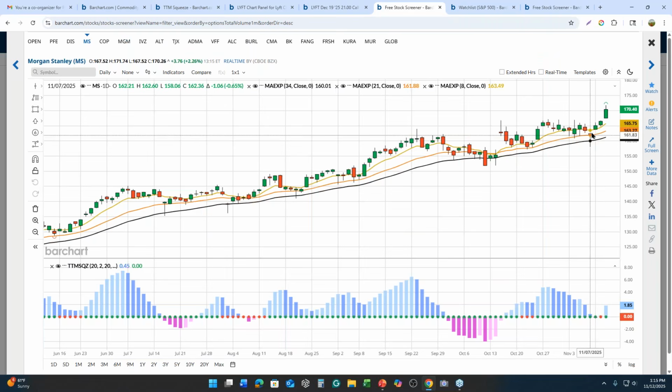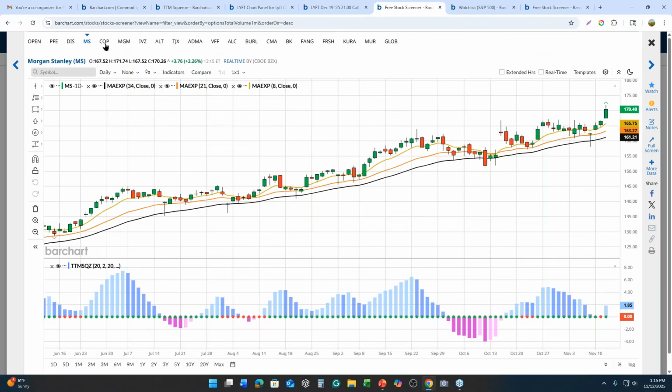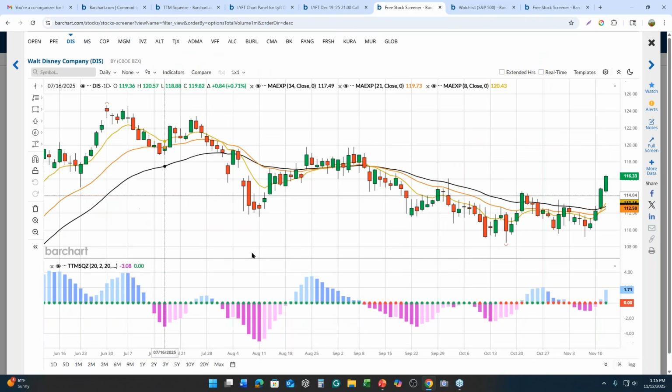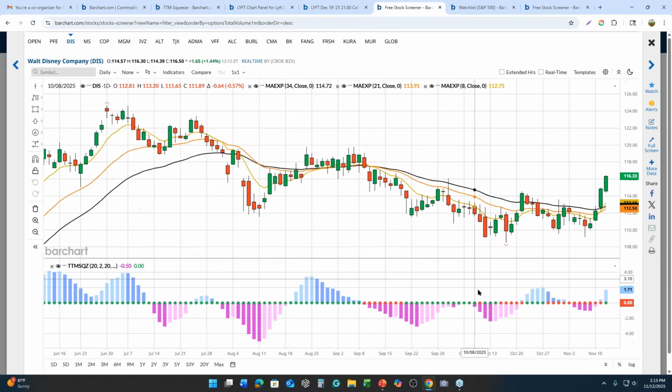So here is Disney, and there is a squeeze. There it is, the squeeze on red dots, and then there's the firing. The firing here gives us a blue bar, which tells us we want to take a bullish position. But are we having divergence?